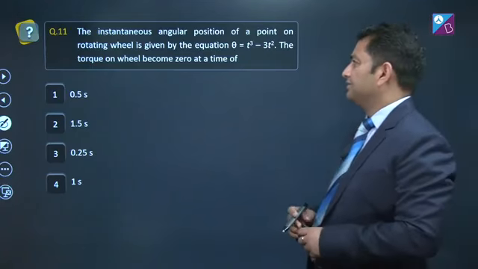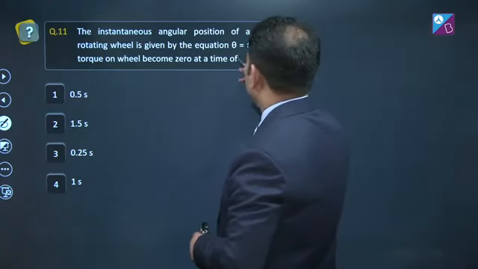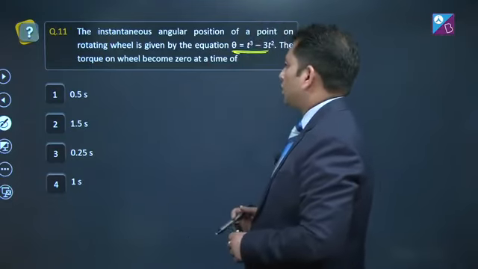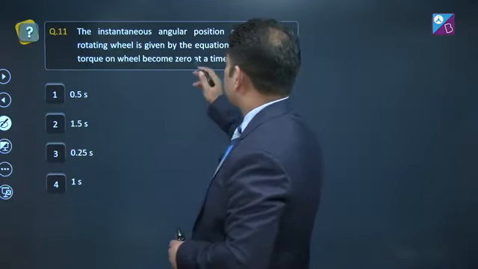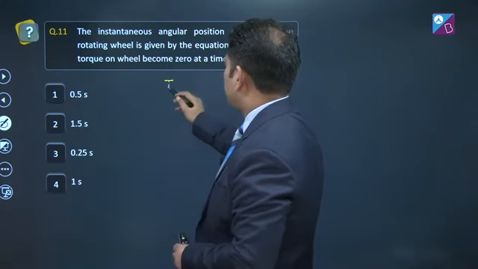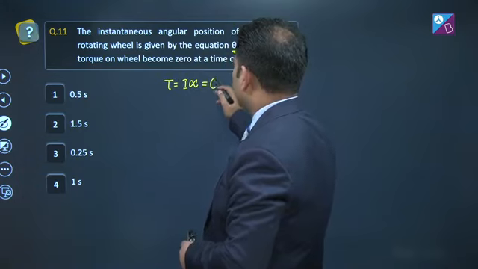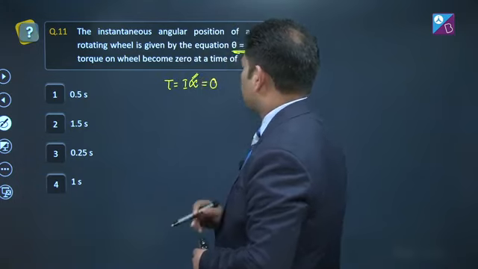Question number 11, what does it say? Instantaneous angular position, ये दी गई है. The torque on the wheel becomes 0 at a time. भाई torque का expression है I alpha. और ये torque तभी 0 होगा जब alpha 0 होगा.